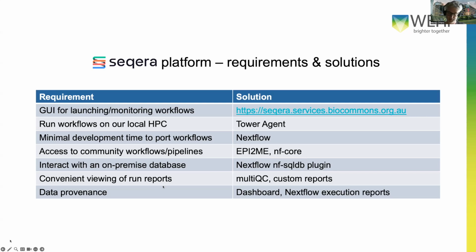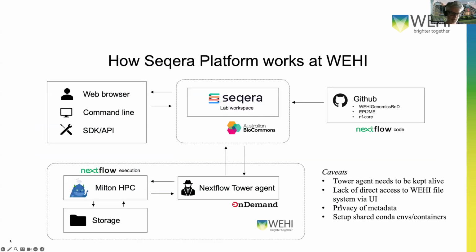And then we also needed to have convenient viewing of reports, so MultiQC for our sequencing runs, as well as custom reports. It was really easy to just dump an HTML file of, for instance, all the CRISPR libraries, and then that can be viewed directly on the platform, making it really easy to view those reports. Next, we needed data provenance. So this is provided via the dashboard in Seqera Platform, and we also use the execution reports so that we have some copies for later down the road. So Seqera was able to meet all of these requirements, which was great.